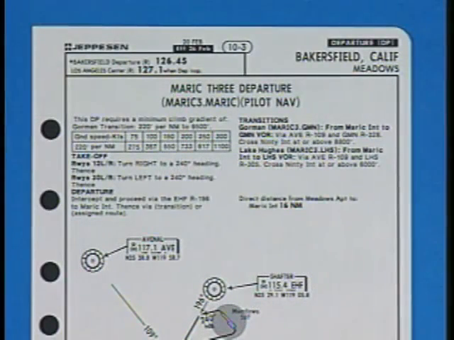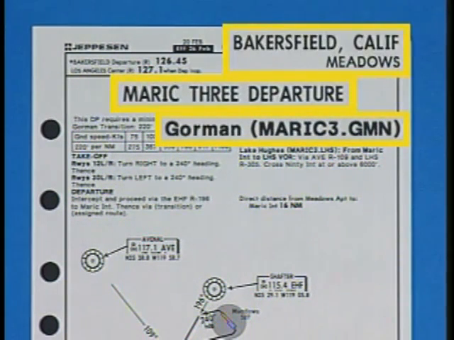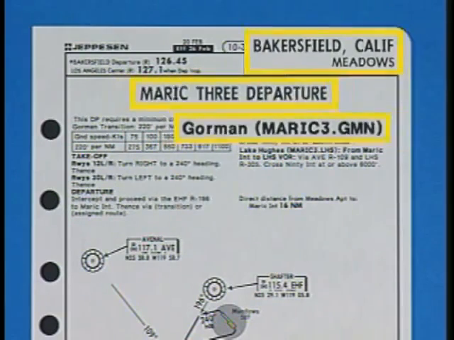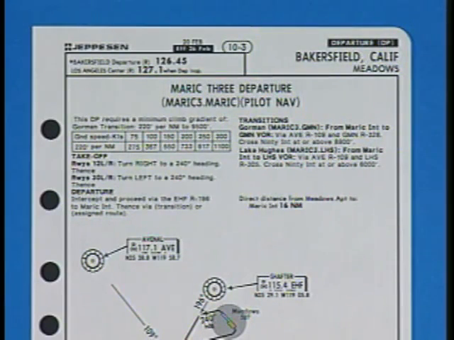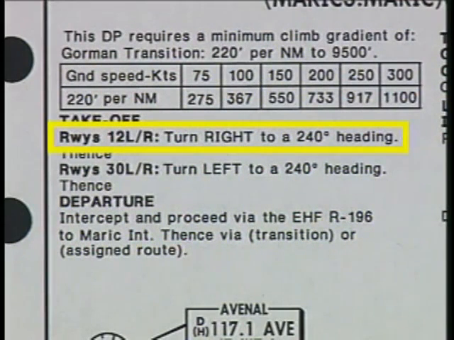A graphic instrument departure procedure requires you to fly a specific route and altitude combination after takeoff. For example, let's take a look at the Gorman transition of the Merrick 3 departure at Bakersfield, California. To fly this pilot nav departure procedure, first look at the takeoff information for the runway in use. In this case, as soon as you take off from runway 12 left, you're required to make a right turn to a heading of 240.